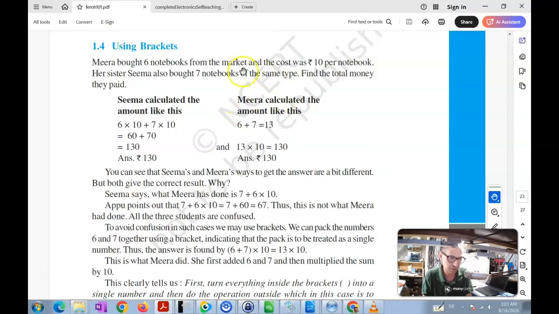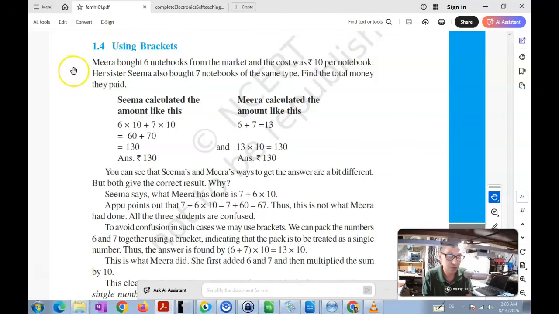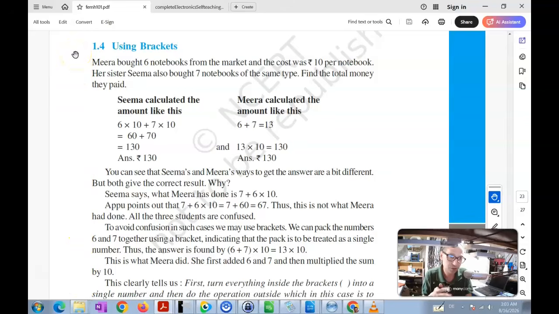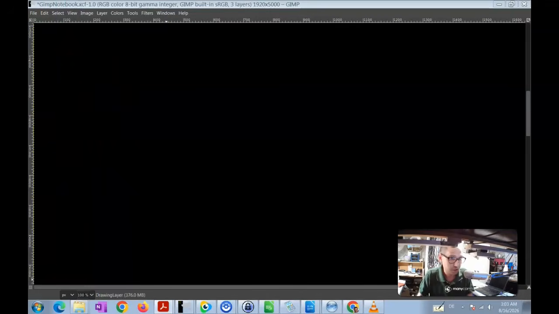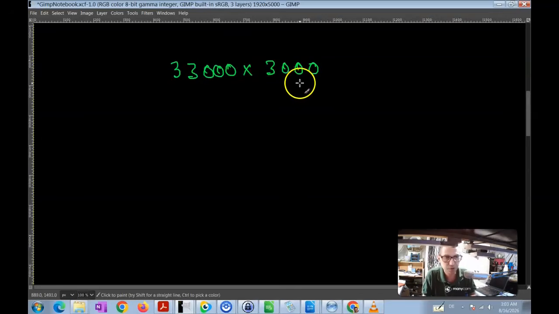But everything that I present over here, you need to understand it before moving to the next thing. If there is something that you don't understand, you can always ask questions. Everything that is presented here, you need to be able to understand it properly. Meaning that, for example, when I say a 33,000 times a 3,000, I did this in the previous video.